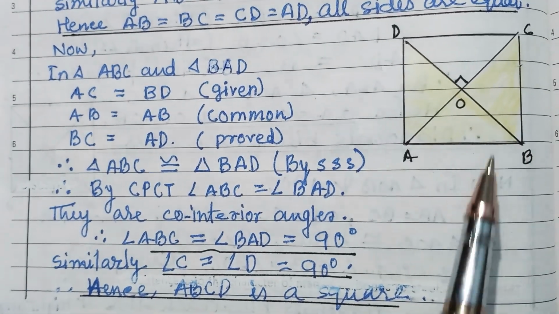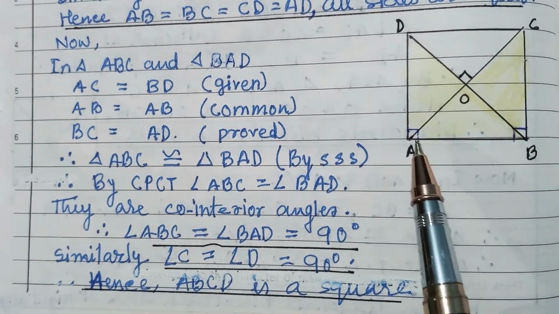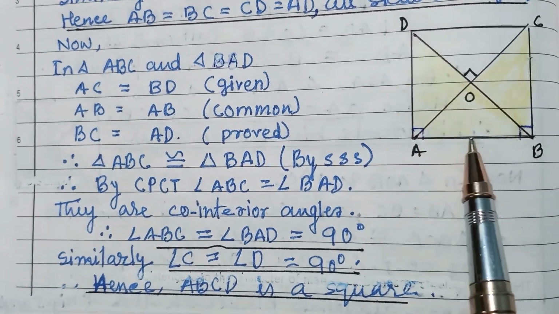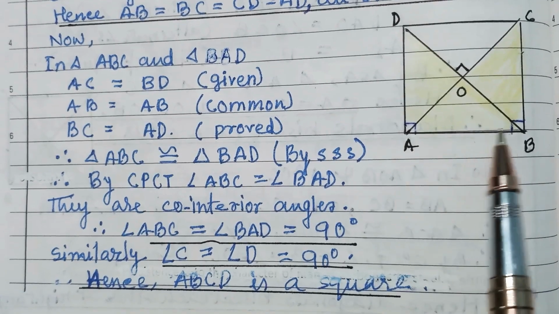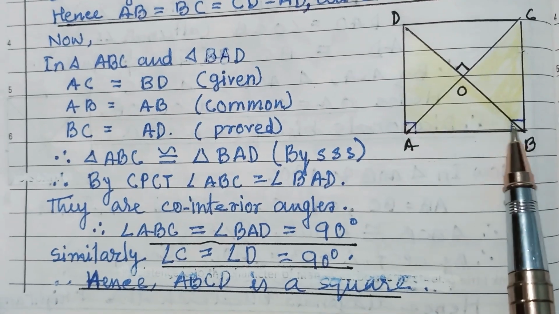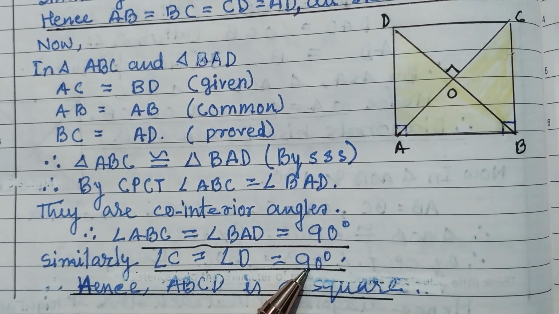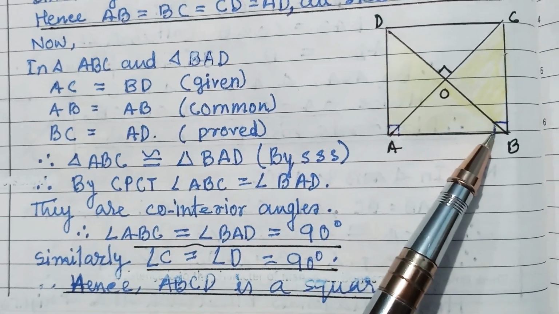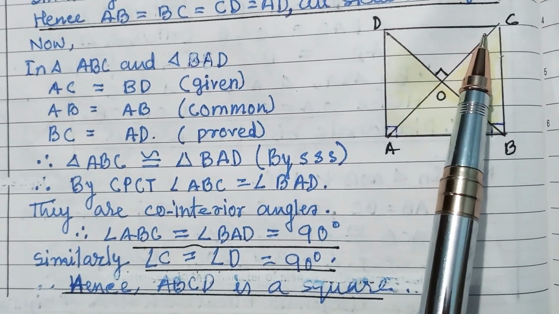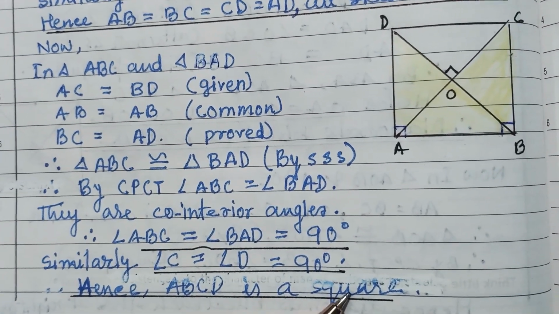Therefore by CPCT we can say angle A is equal to angle B. These two angles are co-interior angles, and since they are equal, each is 90 degrees. Angle C and angle D are also 90 degrees. Similarly we can prove angle B is equal to angle D is equal to angle C. So all angles are 90 degrees. So ABCD is a square.